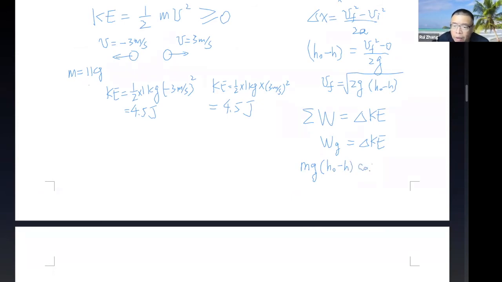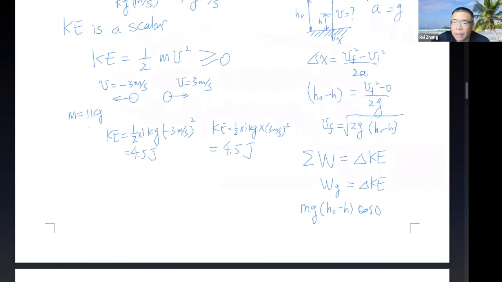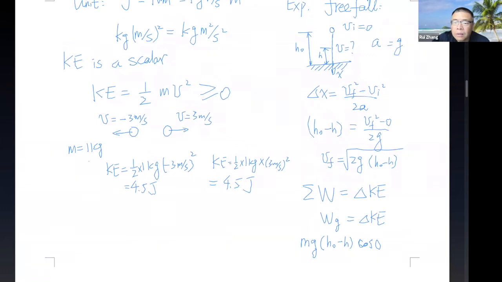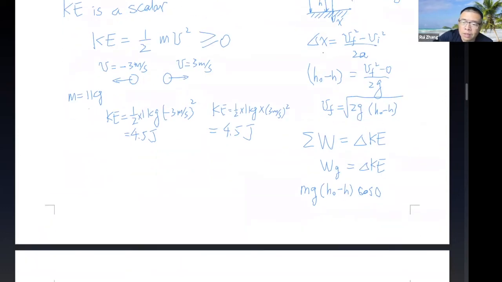What is the angle theta? It's going to be 0, right? Because see, the gravity is going downward, as the object goes down. The gravity is going downward, and the displacement is also going downward. So they're going along the same direction. So it's going to be cosine 0.